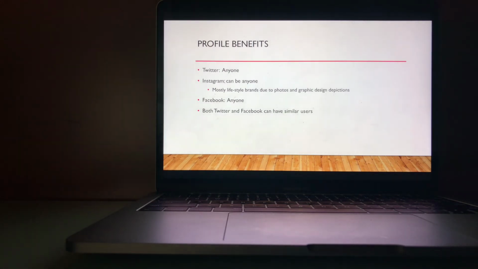Profile benefits. This is mostly to describe question 2, which is who uses the social media site, why do users use this tool, what do they expect from it, and why do they turn to it. So Twitter, anyone could use this. Instagram as well can be anyone. Facebook can be anyone. So all these are basically all open to the public.